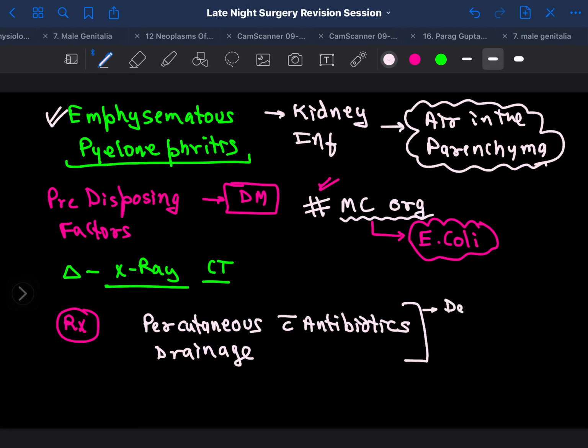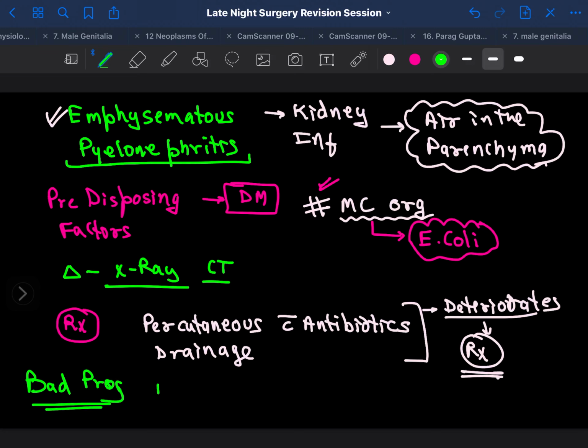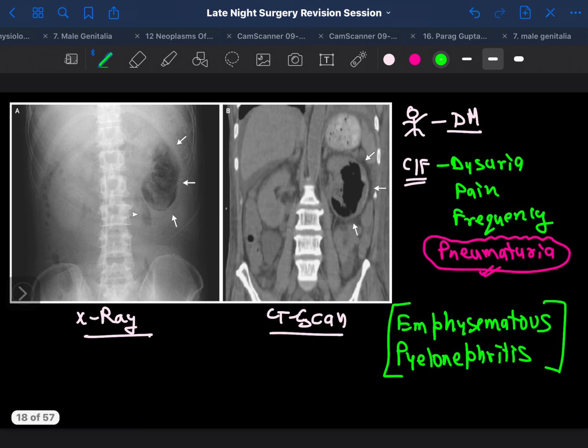And if the patient doesn't respond, or if the patient deteriorates, then you go in for a nephrectomy or a surgery. Okay, I hope you get this particular point. That is something which is important. And the last point I would tell you is, what about the prognosis? This one has a bad prognosis, because the mortality is high. It is as close to 50 to 60% mortality in these patients, guys.